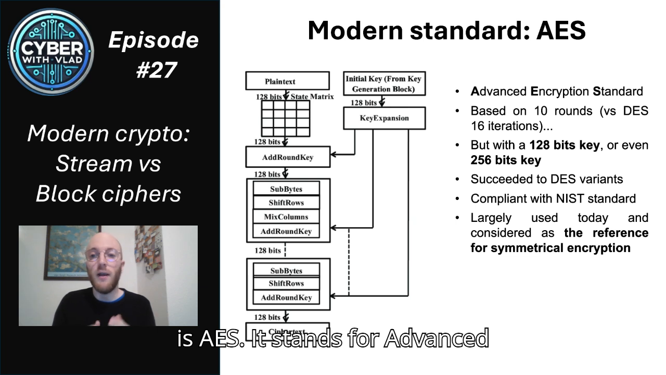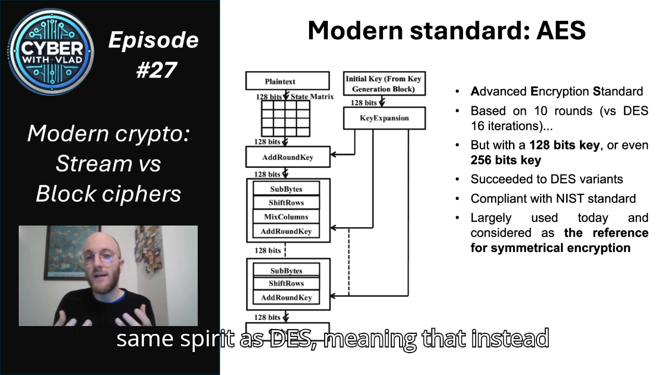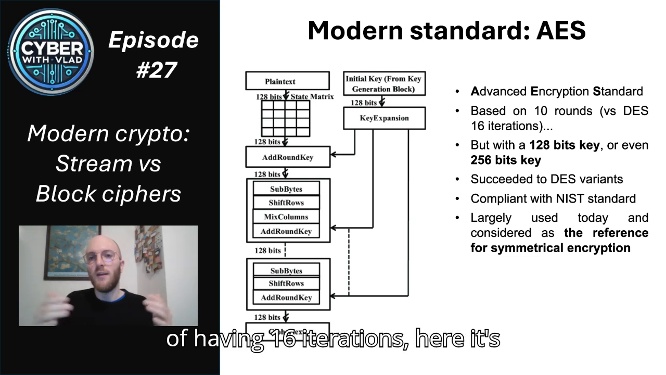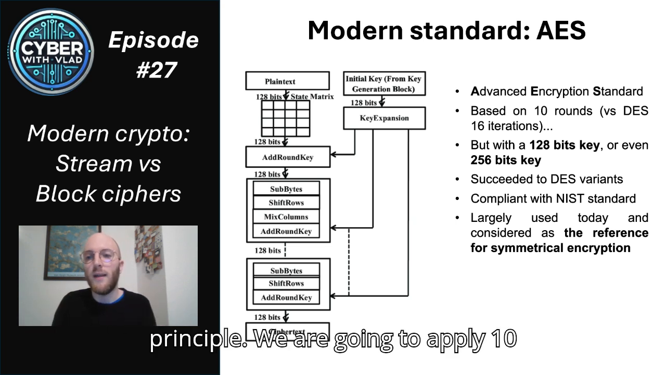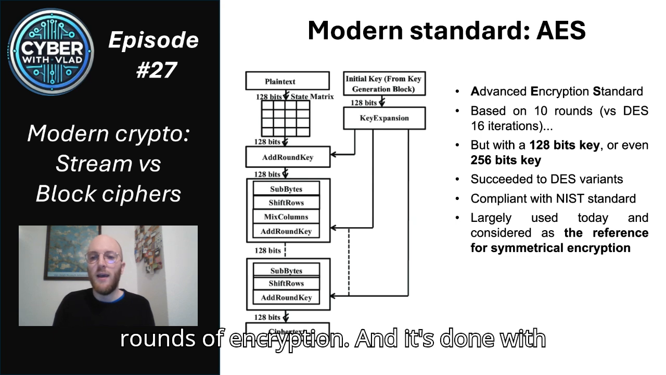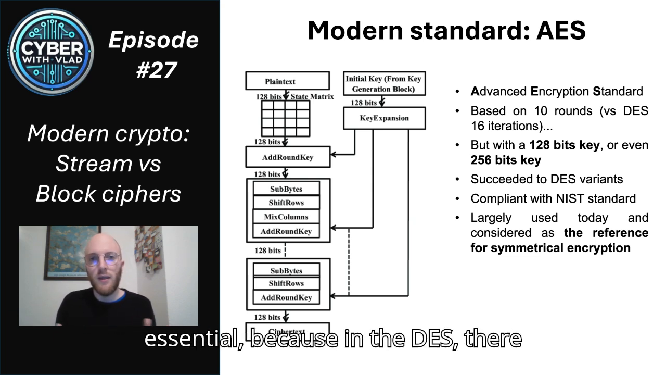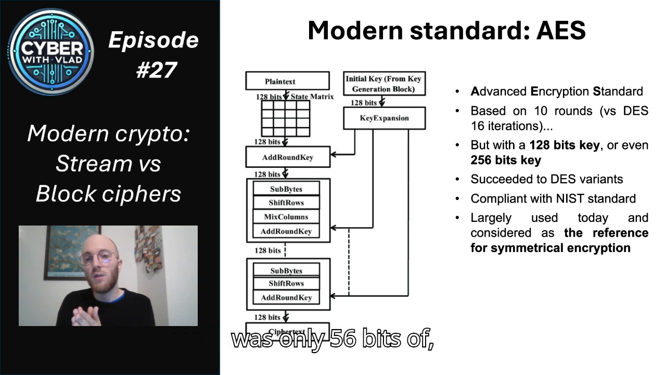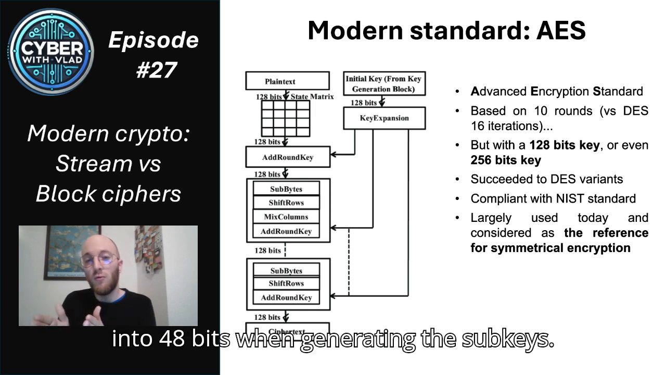It stands for Advanced Encryption Standard. It's kind of the same spirit as DES, meaning that instead of having 16 iterations, here it's called rounds, but it's the same principle. We are going to apply 10 rounds of encryption, and it's done with a much larger key, and that's basically essential because in the DES, there was only 56 bits of, let's say, randomness, which was cut down into 48 bits when generating the subkeys.